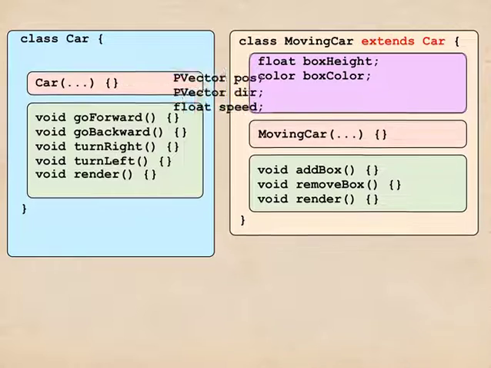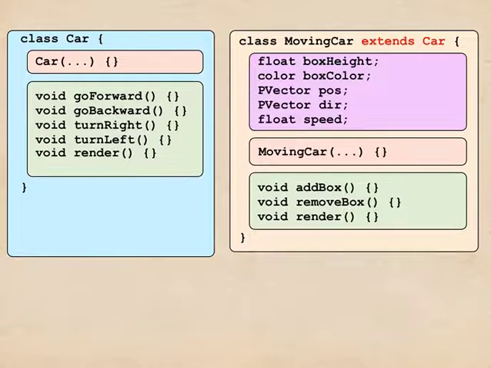When we create this subclass, moving car, and we say it extends car, conceptually, it inherits all of those variables from car. It's just as if we had done this. That's why we don't have to say super dot. They're part of us now, because that's what inheritance is all about.